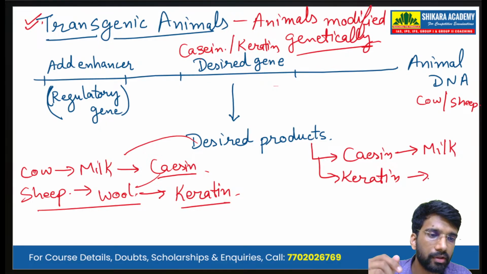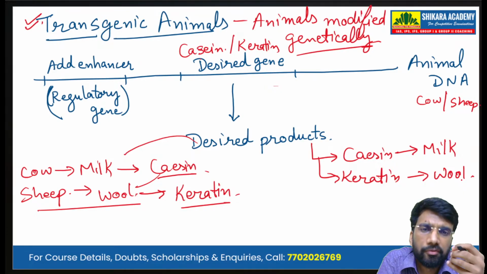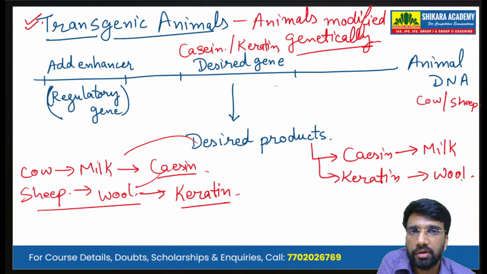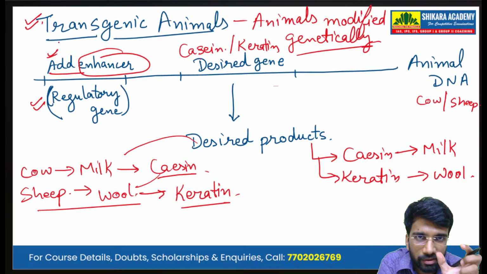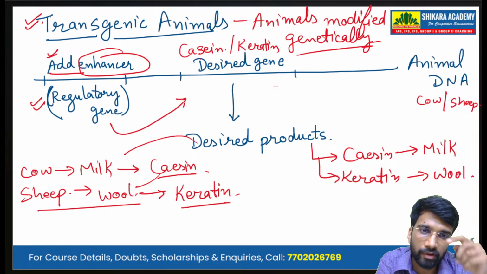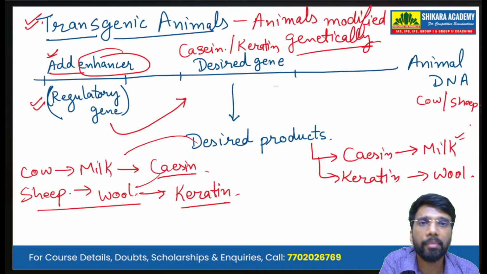milk and wool. We know that, but we have to maximize, we have to enhance the production. So how are we going to enhance the production? We introduce a certain extra gene. We introduce a sequence of DNA, and we call it the enhancer, and it is also called the regulatory gene. We add this enhancer to the genome. Now, it will boost the production of that particular desired product, and the product will ultimately give us the economic value.